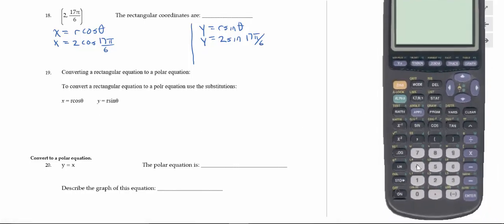Now this is an angle where I'm just going to take my calculator and figure out where that is. So if I do 17 times 180 over 6, then I end up getting 510 degrees.